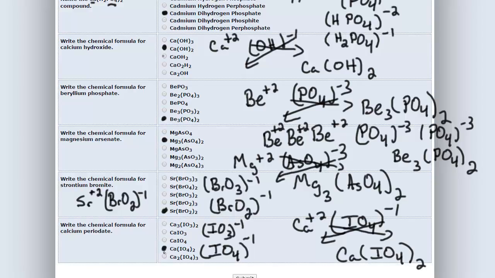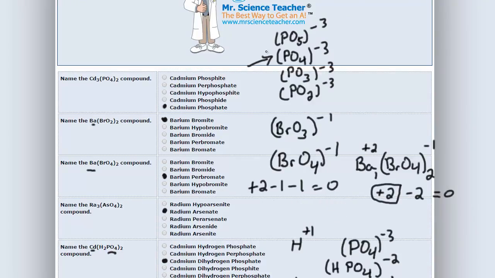Calcium periodate. If we memorize the 8s, right, this is phosphate. Take away an oxygen, then you have phosphite. Take another oxygen away, you have hypophosphite. And if you added an oxygen, then it's called perphosphate.